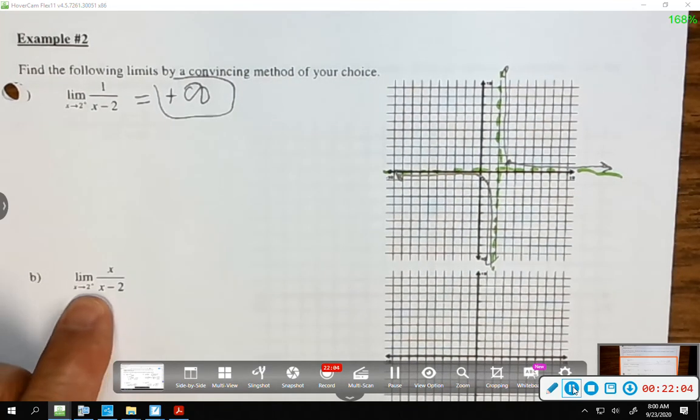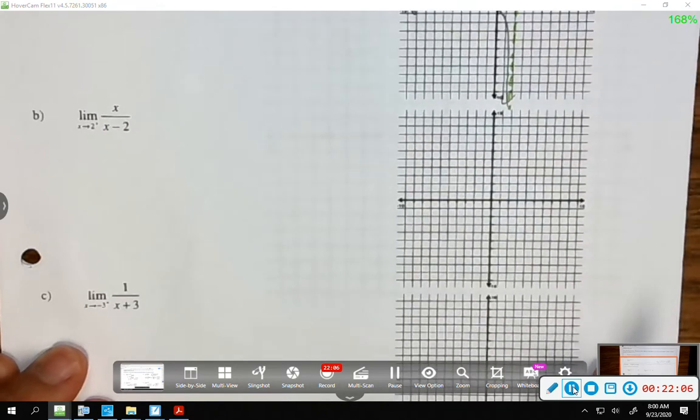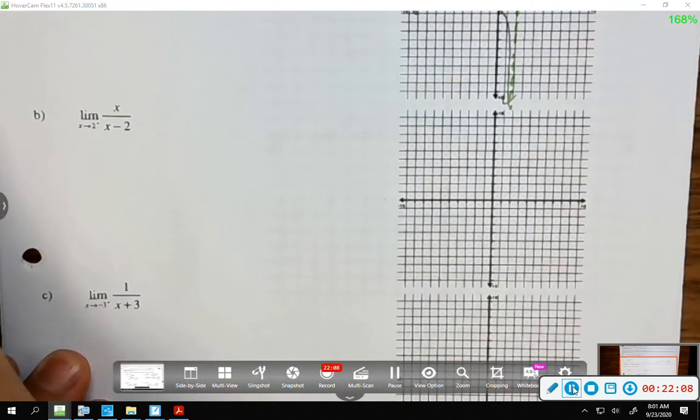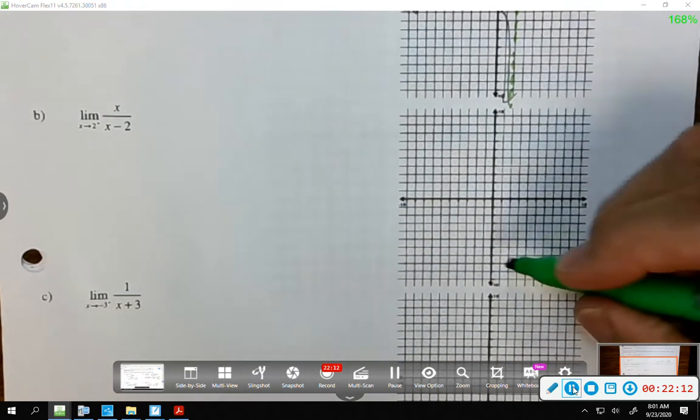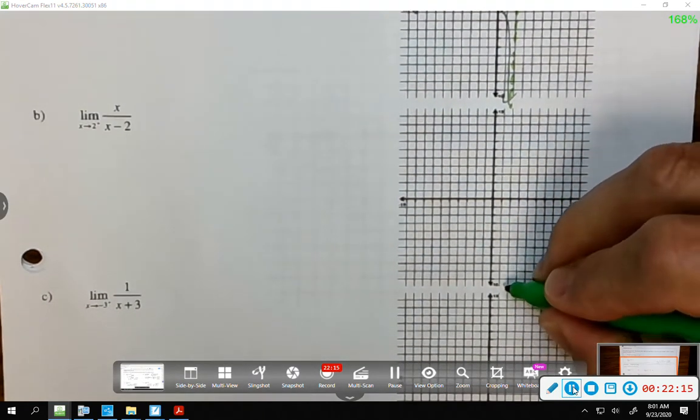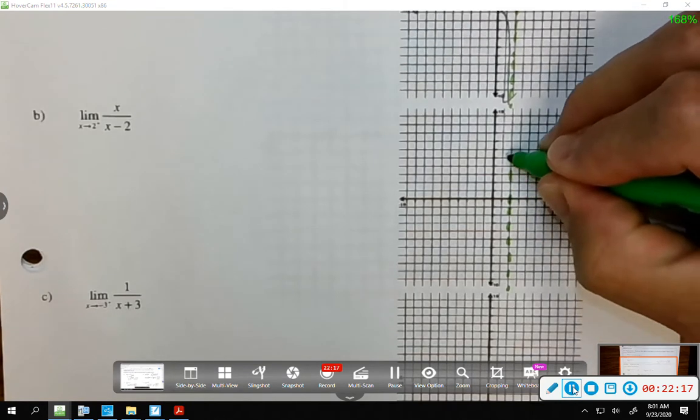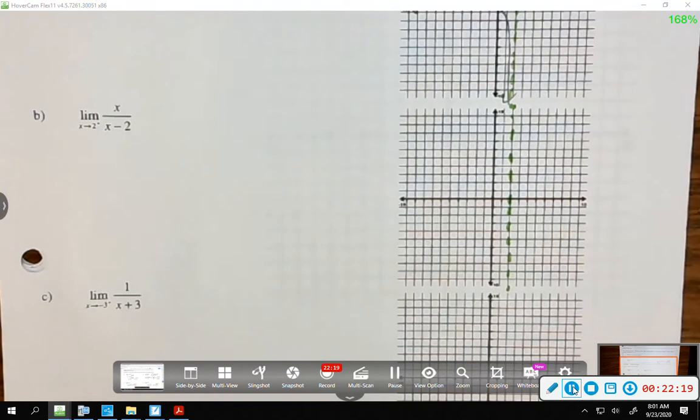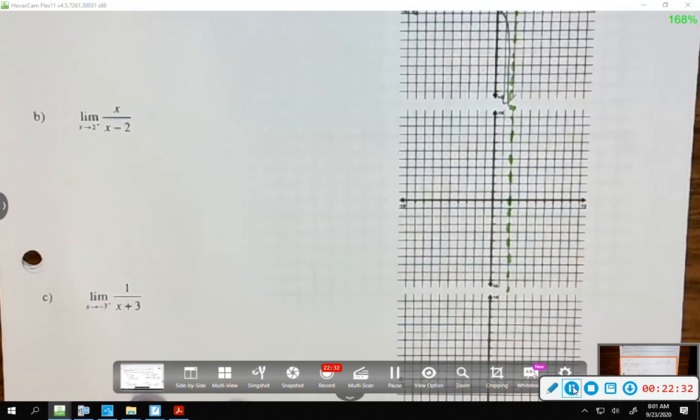Let's take a look at this one. Now it's a little bit different here. We're still taking the limit as x approaches 2 from the right. But watch what happens here. Our vertical asymptote is x equals 2. Dot that in using my highlighter here. But for the horizontal asymptote, the degree on top, the degree in the numerator, equals the degree in the denominator. They're both linear functions. So I look at the coefficients of the highest degree terms. 1 over 1 is 1.